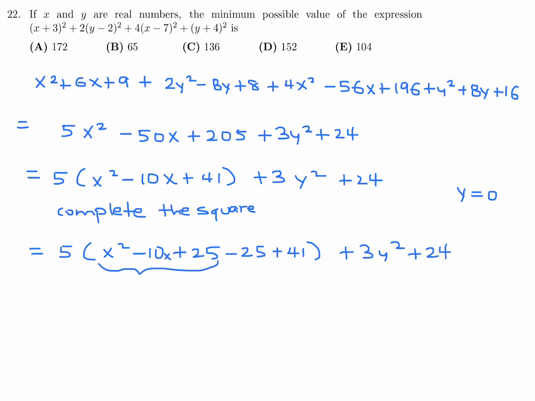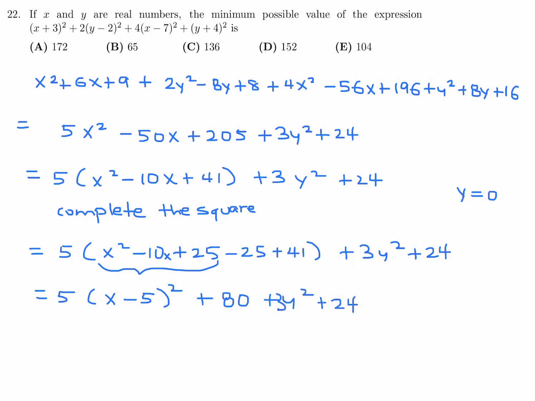Now, the reason we did that is because those three terms will factor very nicely to x minus 5 squared. And then these 2 times 5, you have to kick it out of the brackets. What's that? 41 minus 25, 16. 16 times 5 is 80. So plus 80 plus y squared, 3y squared, plus 24.